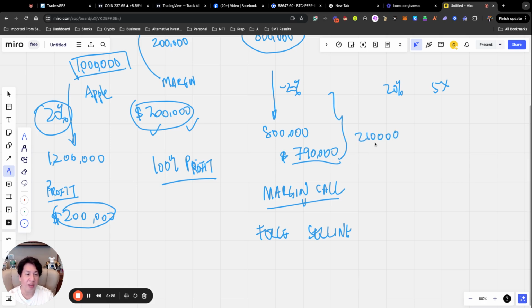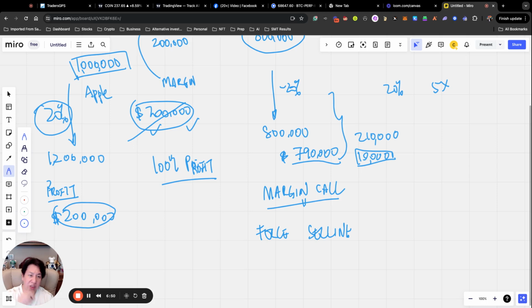So what happened in this case, which is very scary, is you will wipe out your entire margin, plus you still owe them $10,000. Oh, that is the risk. Okay, so that is the risk of doing this. But later I'll share with you how to avoid or prevent this from happening.